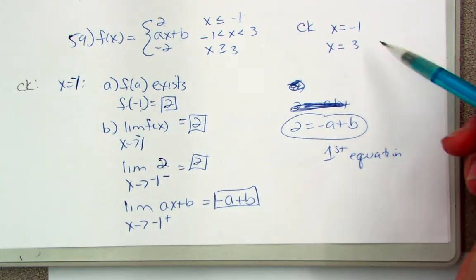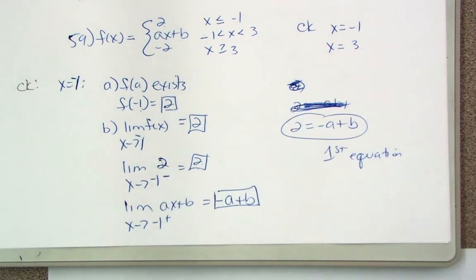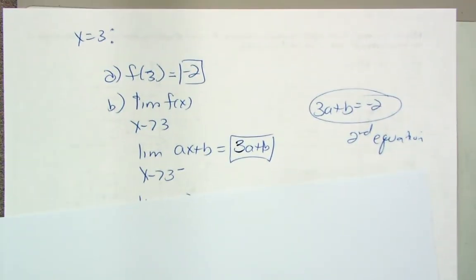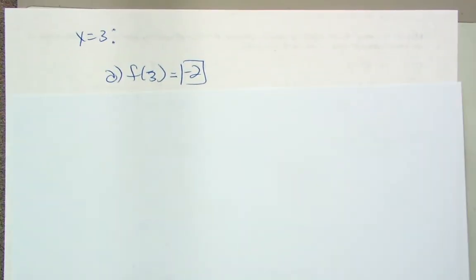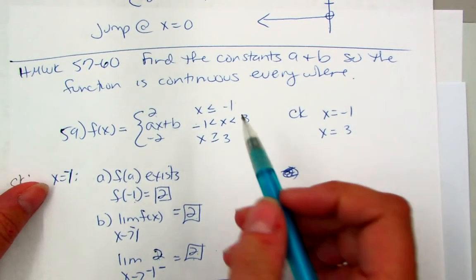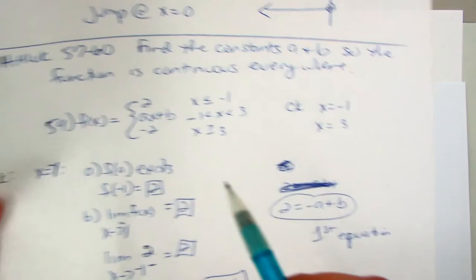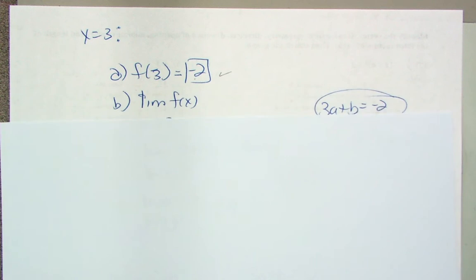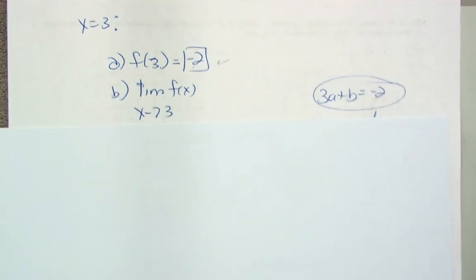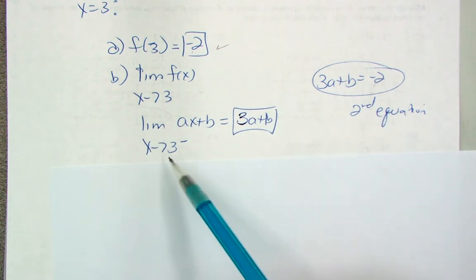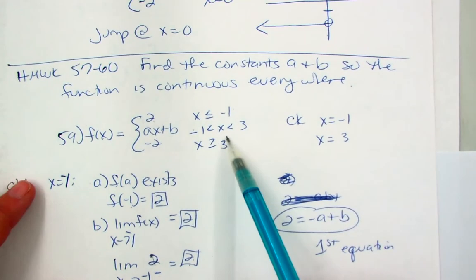That must mean I'm going to check out this value and go through the same process. So let's do that. For x equals 3, the first thing I do is f of 3. Back on my piece for 3, here's what I'm allowed to use. The function, that piece is negative 2. B, the limit of f of x as x approaches 3. Because I have a piecewise function, I must do the right and the left. So let's do 3 from the left.